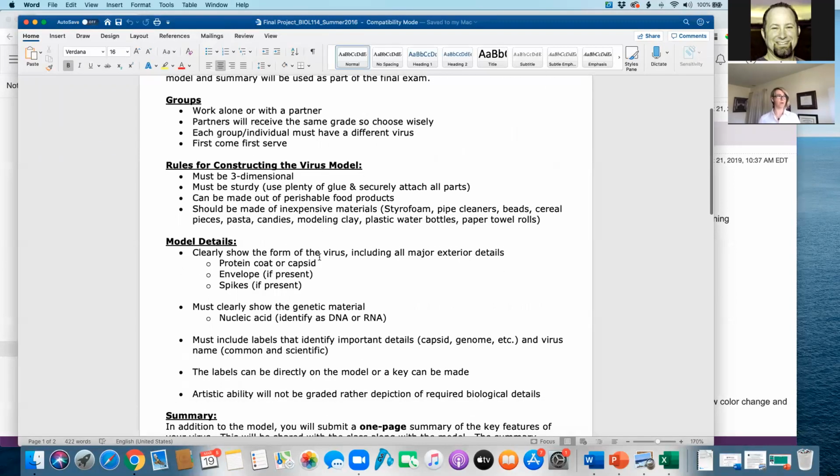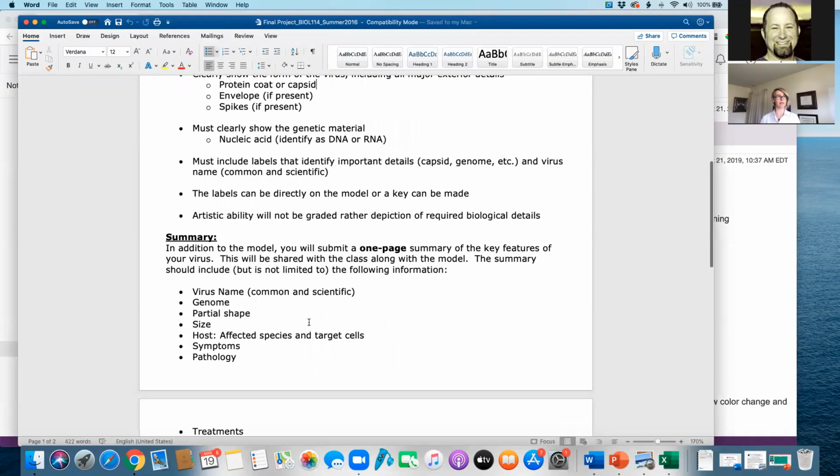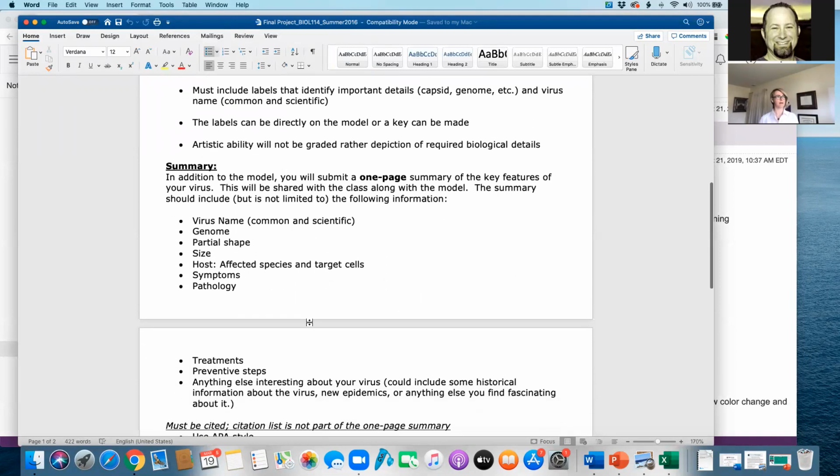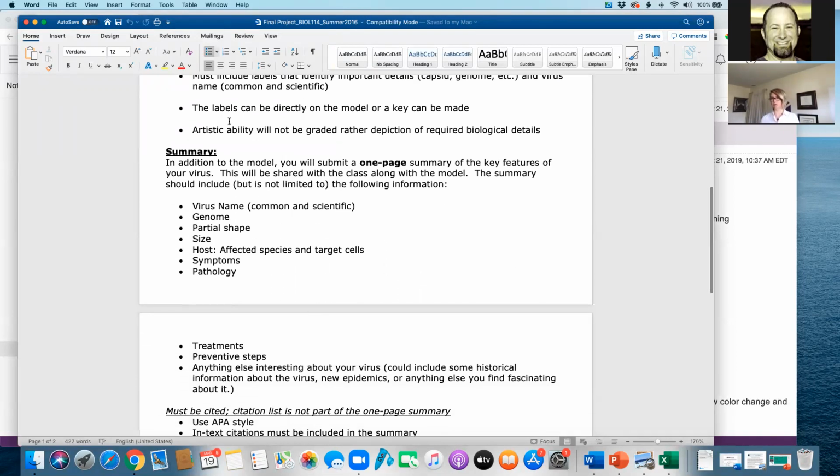And I told them, how are you going to build this and what could you make it out of? But also for that model, I gave them some structure of what they had to show. So they had to show these specific parts of the virus. I needed these specific pieces of the nucleic acid. It didn't matter if it was artistically fancy, but it did have to be accurate.